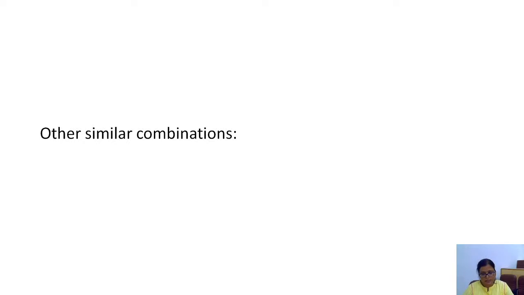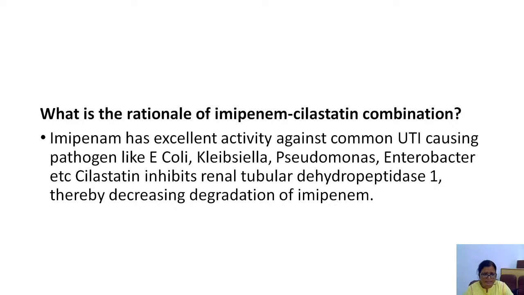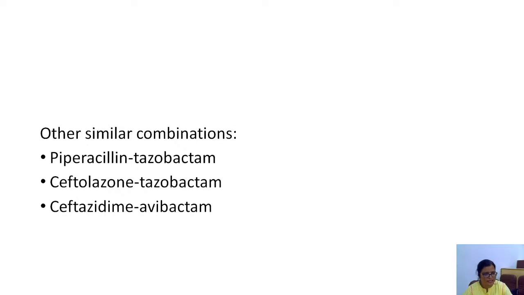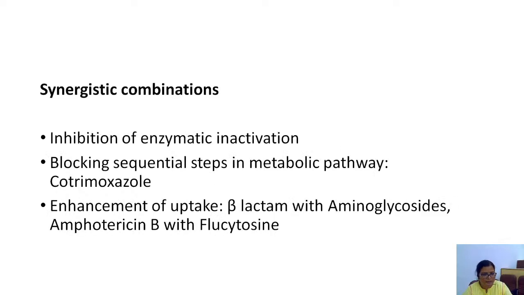Now here you see we have a synergistic combination. So what are synergistic combinations? The first point is they can be inhibiting enzyme inactivation, as we saw in imipenem-cilastatin, or other combinations also: piperacillin-tazobactam, ceftolozane-tazobactam, ceftazidime-avibactam. Then, if two drugs act on sequential steps in a metabolic pathway, they are also called synergistic. One of the examples is cotrimoxazole.